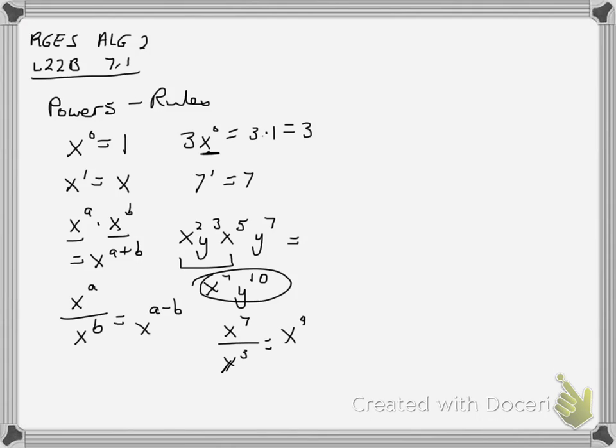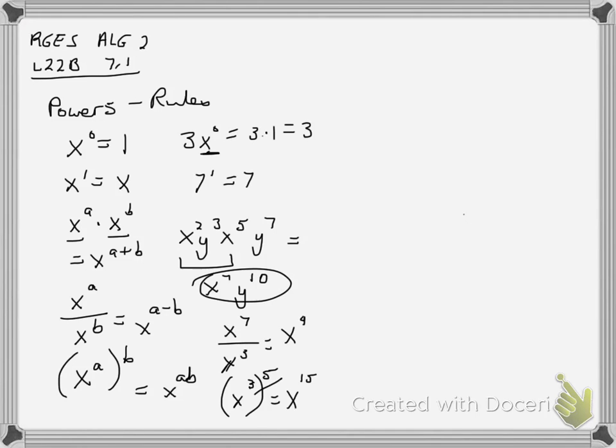Next rule, if we had x to the a, raising an exponent, a variable with an exponent, to another power, we multiply exponents. And this example would be, let's say I had x cubed raised to the 5th power. I multiply my exponents, that would be x to the 15th.